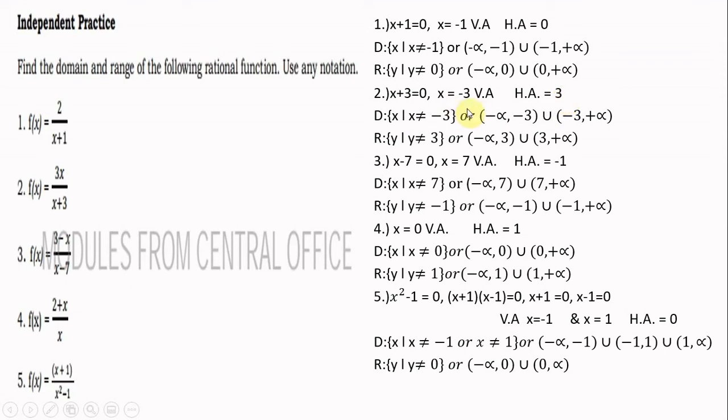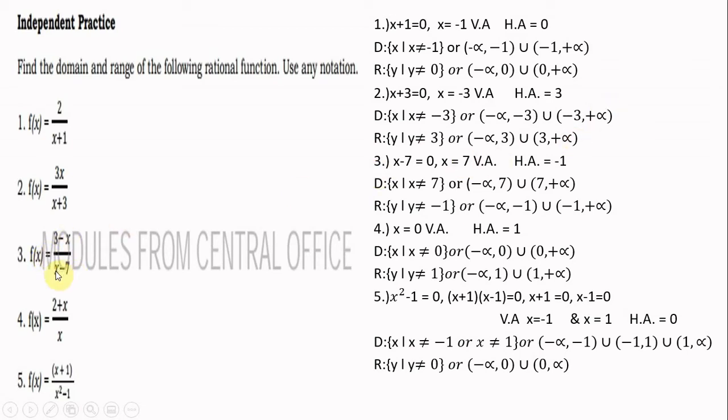We will base our domain on the vertical asymptote, and we will base our range on the horizontal asymptote, 3. So our domain is the set of x such that x should not be equal to negative 3, or in interval notation, negative infinity and negative 3, union negative 3 and positive infinity. So it is parentheses because negative 3 should not be included in the value of x. In the interval notation, on the infinity part, this should be parentheses.